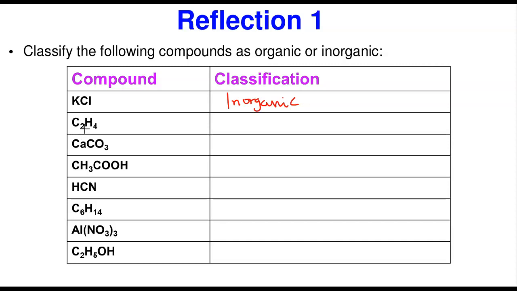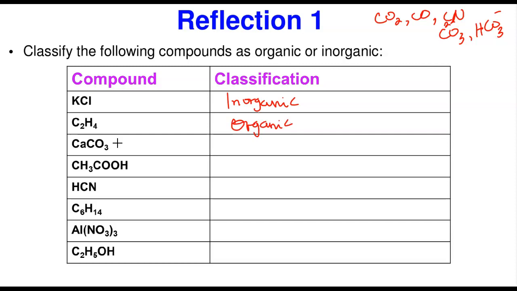Now, this one has carbon, and it has hydrogen. The exceptions are the oxides of carbon, CO2, CO, cyanide, CO3 2-, and HCO3-. If we don't see any of these, even if it has carbon, we know that compound is organic. We don't have any of these here, so this is an organic compound.